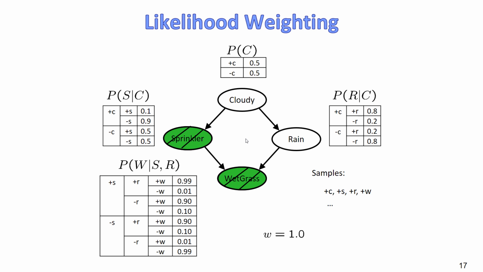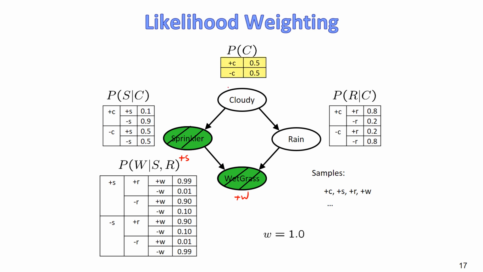Let's get back to the example we saw last time: cloudy, sprinkler, rain, and wet grass. And let's do likelihood weighting here, assuming that we want to fix sprinkler to plus S and fix wet grass to plus W, because we have greens here. Okay, so that's the evidence now. Remember, in likelihood weighting, we do sampling only for the non-evidence variables. Where are the non-evidence variables? Cloudy and rain. So we'll start with cloudy.